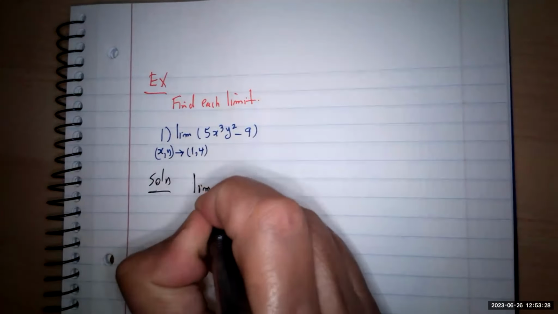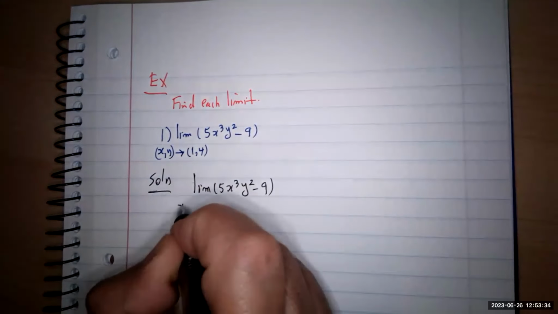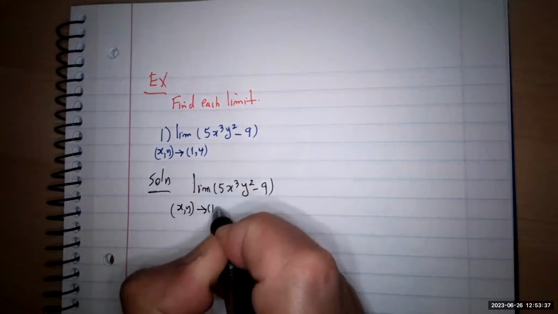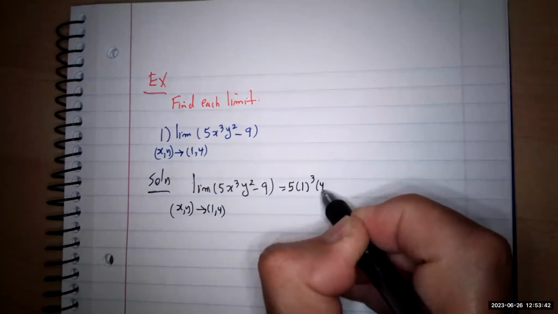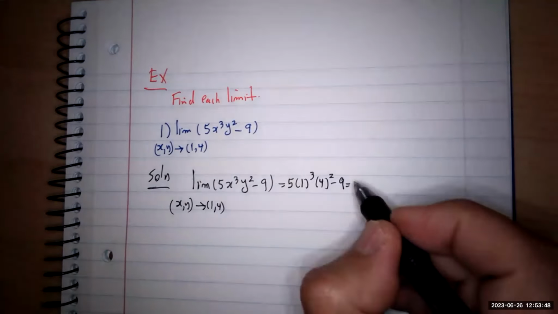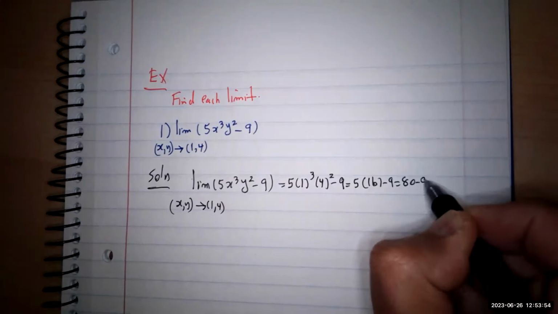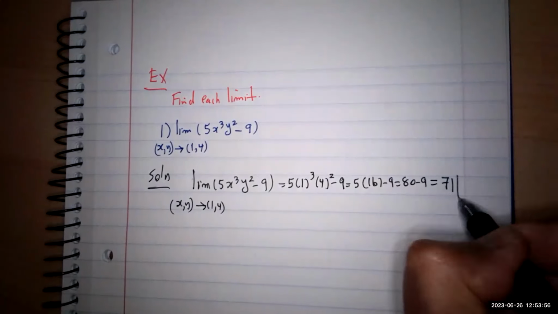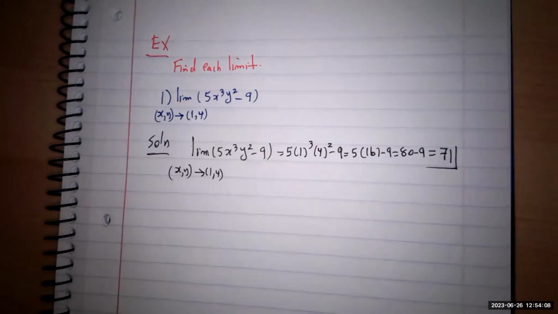So I rewrite it. The limit of 5x cubed y squared minus 9 as x comma y goes to 1 and 4. Substitute: 5 times 1 cubed times 4 squared minus 9. Simplify. It's going to be 5 times 16 minus 9, 80 minus 9, 71, and you're done. That's it, because it's a polynomial function.